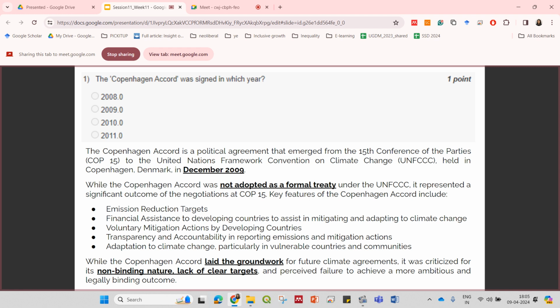Although the Copenhagen Accord laid the groundwork for future climate agreements, it was not adopted as a formal treaty because of a lot of criticism that it was not legally binding in nature and also failed to set clear targets on what the reduction targets are, which countries are supposed to achieve what kind of targets, what is the time frame for adoption of the targets, etc. All of this was a little vague, not very clear, and that is why the Copenhagen Accord was perceived to be not a success in achieving a more ambitious and legally binding outcome. So that is why it was not adopted formally.